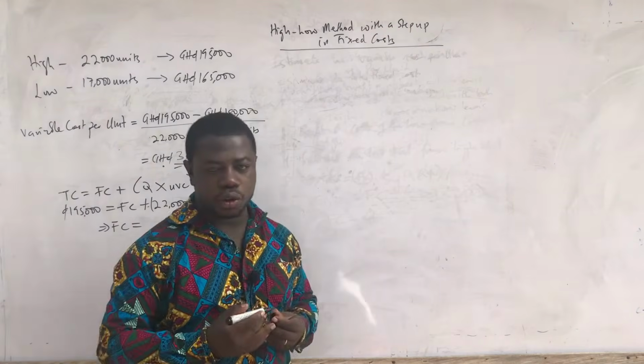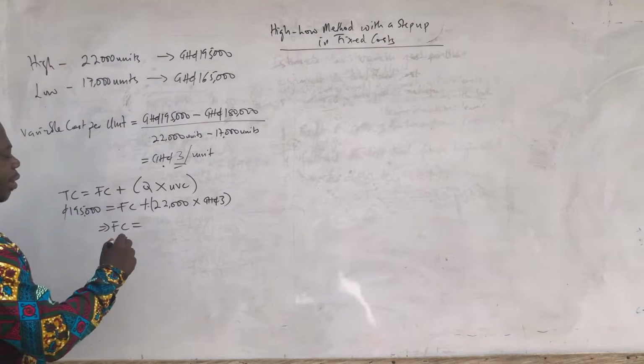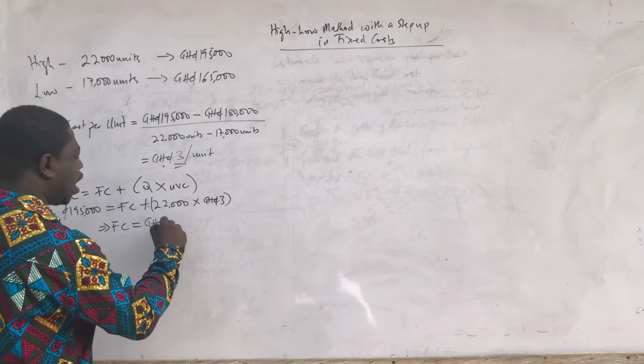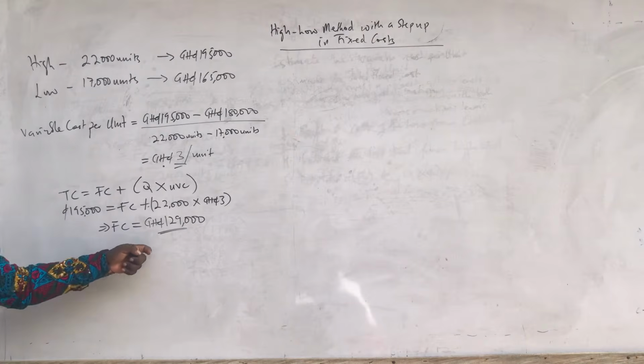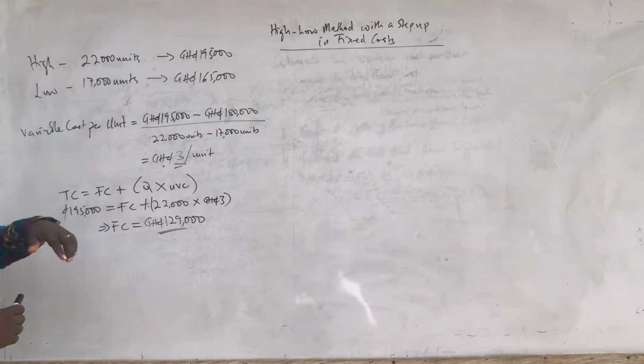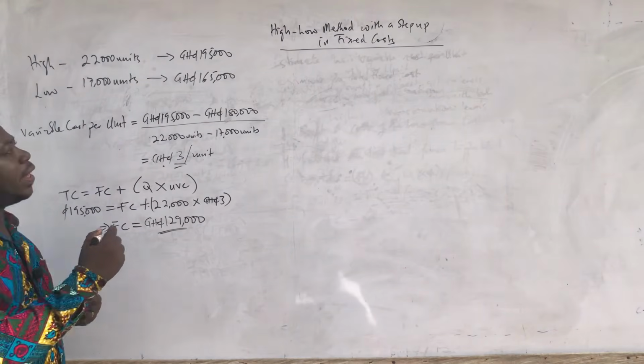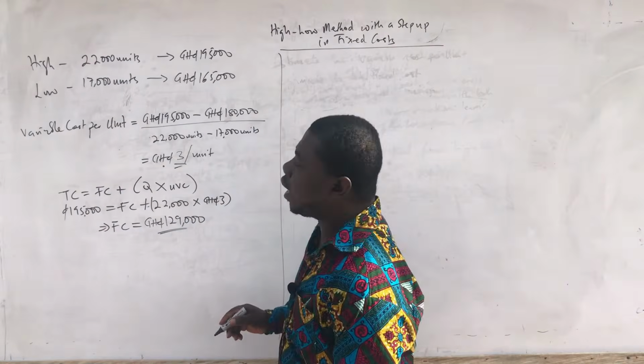So what is our fixed cost? Doing a change of subject, fixed cost will now be equal to 129,000. So this is our fixed cost, 129,000 for the higher activity level. And then we'll find the same for the lower activity level.